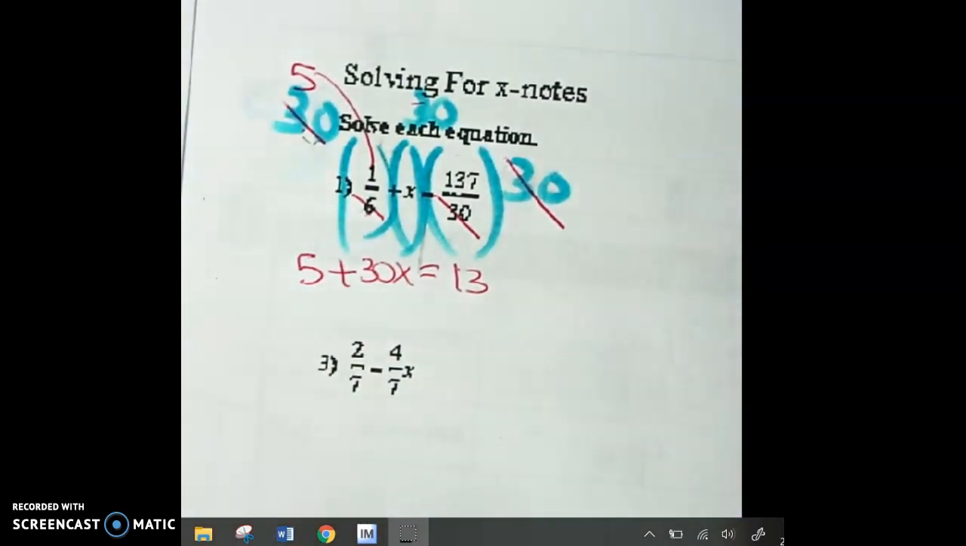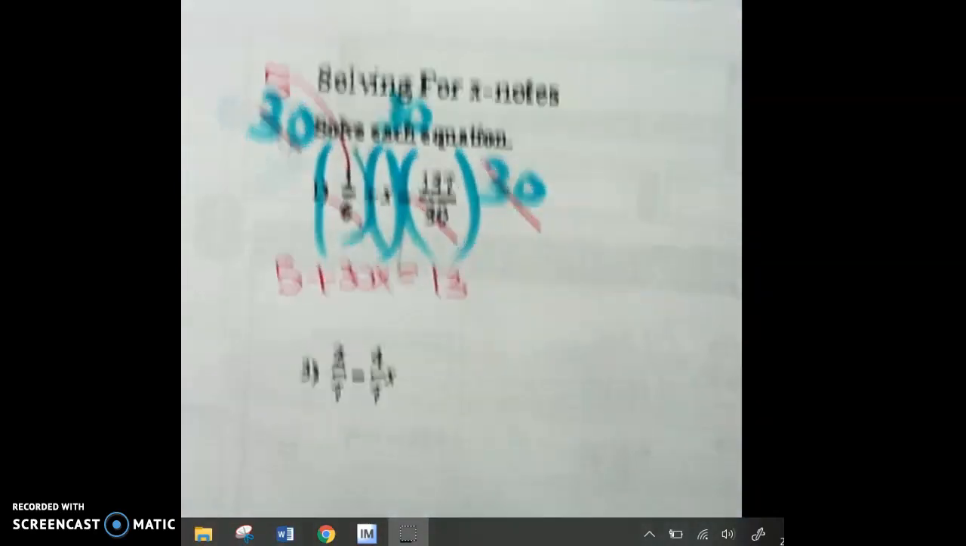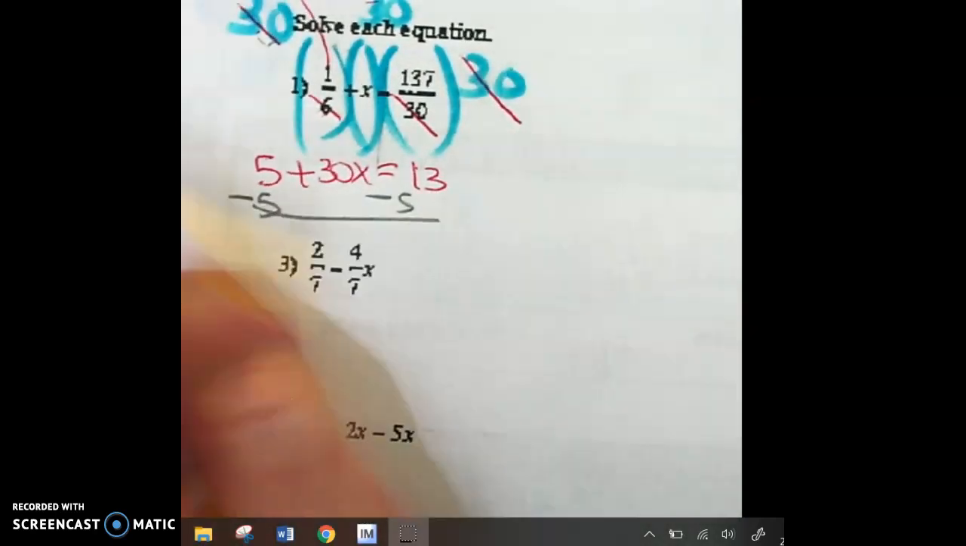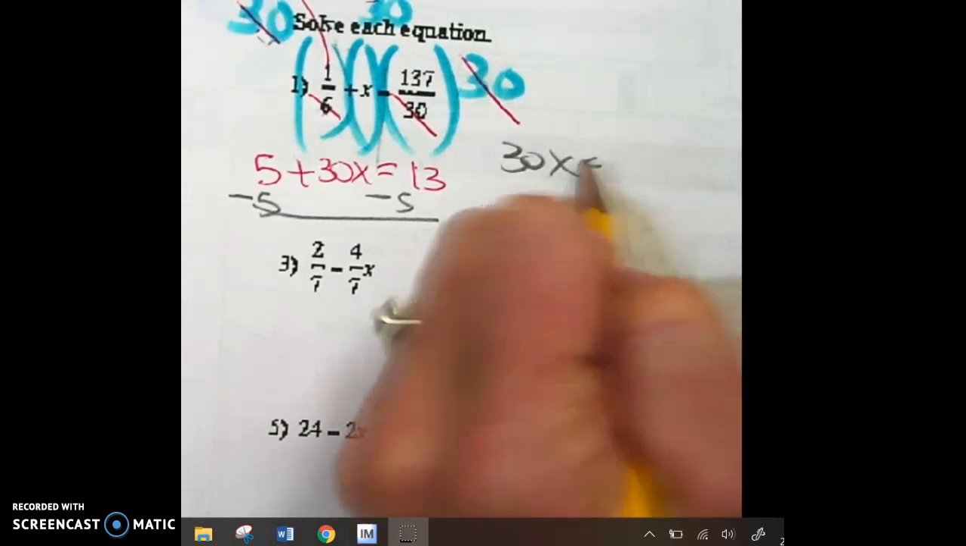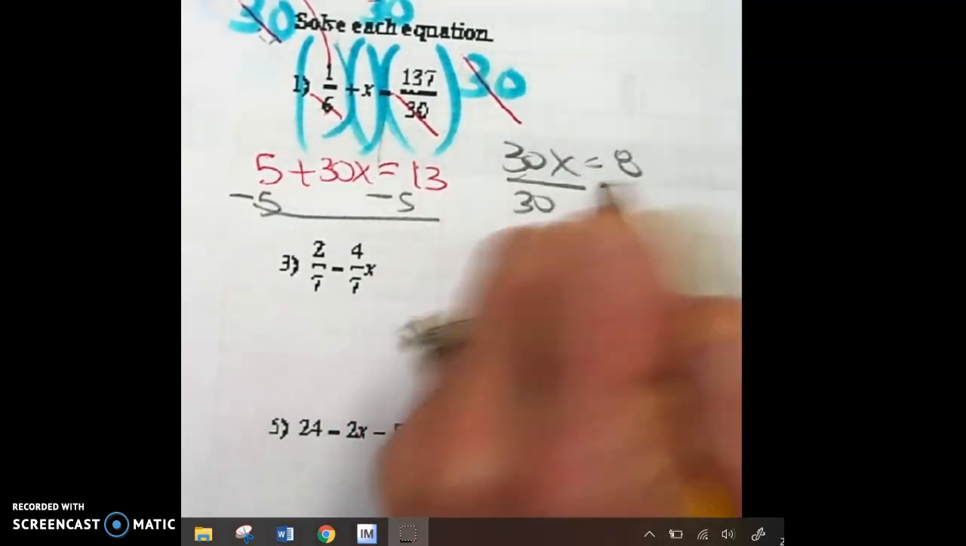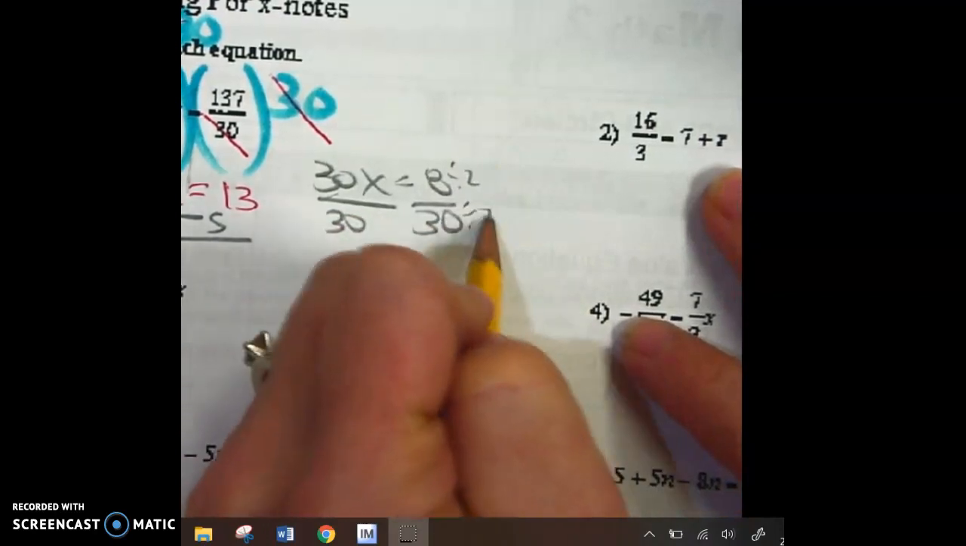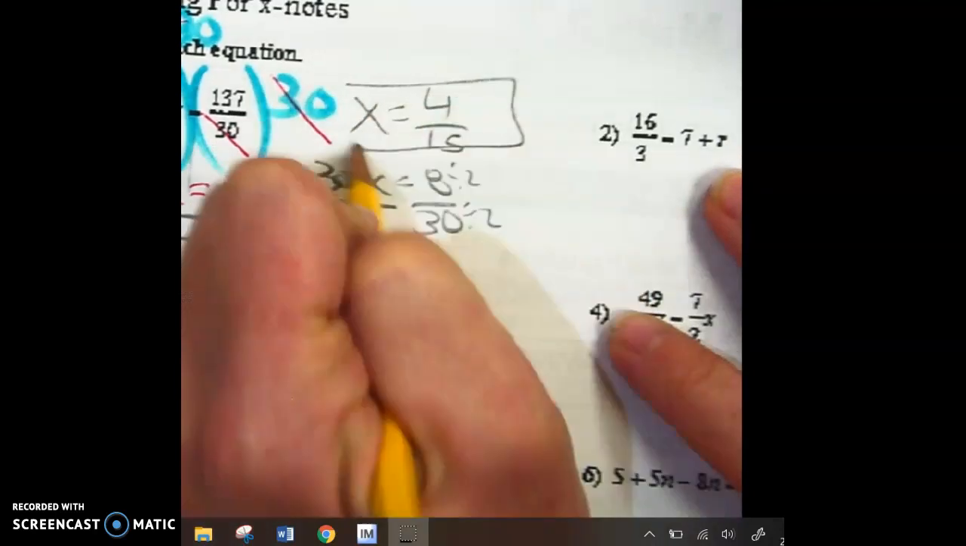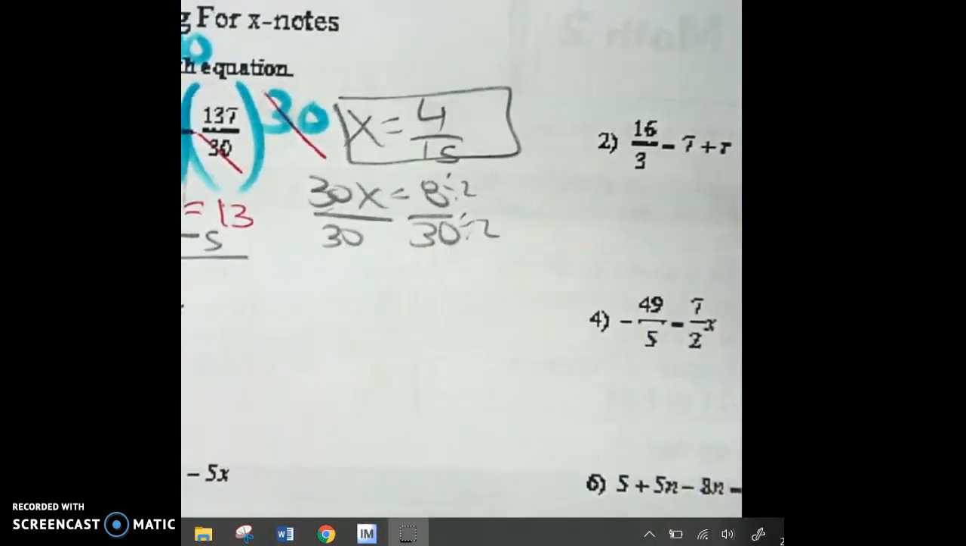Now, that problem is a lot easier to do because I don't have fractions anymore. So I'll subtract 5. I get 30x equals 8. Divide by 30. Now 8 doesn't go into 30, but I can divide this by 2 and this by 2. x equals 4/15. Okay, let's go to this one.